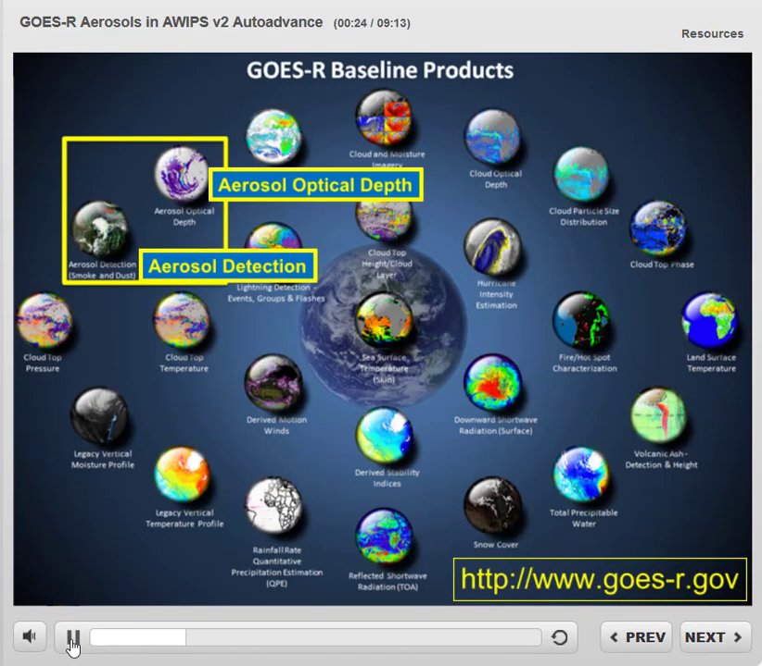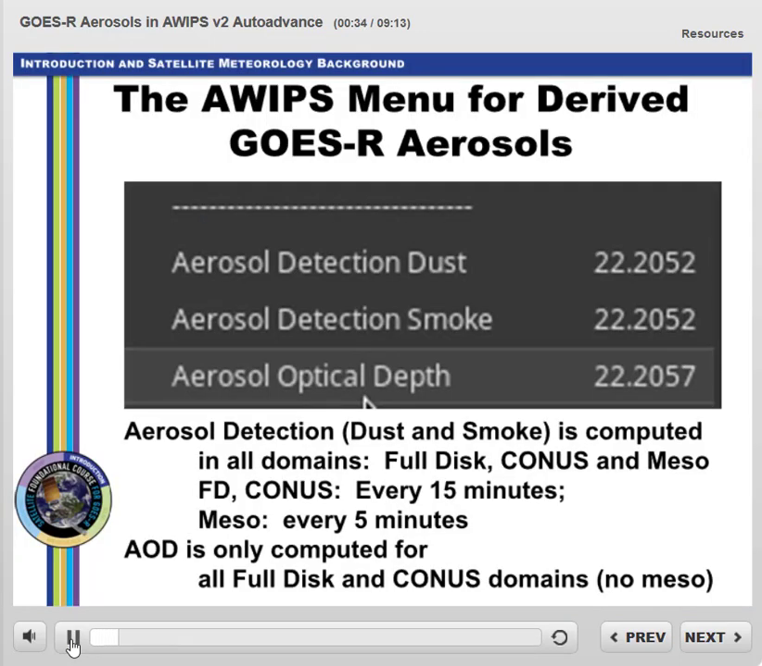Aerosol products, boxed in yellow, are just part of the constellation of baseline products shown on this page. GOES-R baseline products are flowing into AWIPS. 3 baseline GOES-R aerosol products are available in AWIPS. Menu items are aerosol detection dust, aerosol detection smoke, and aerosol optical depth.